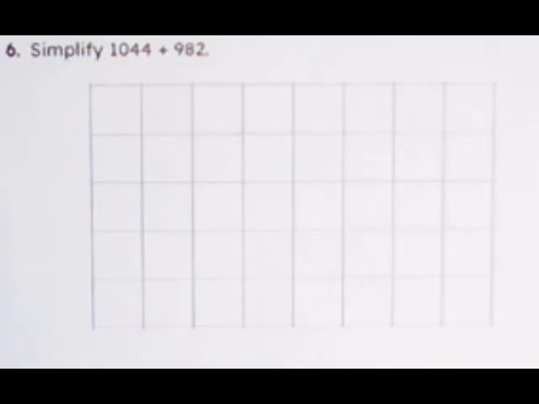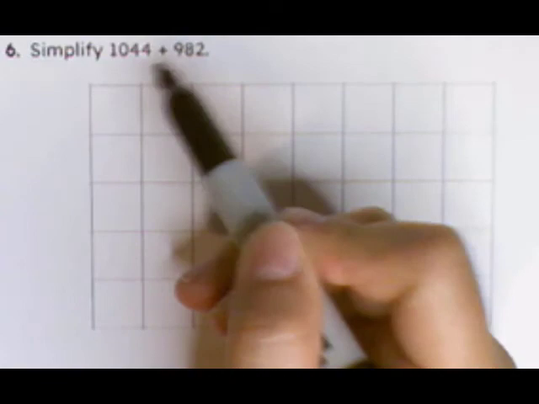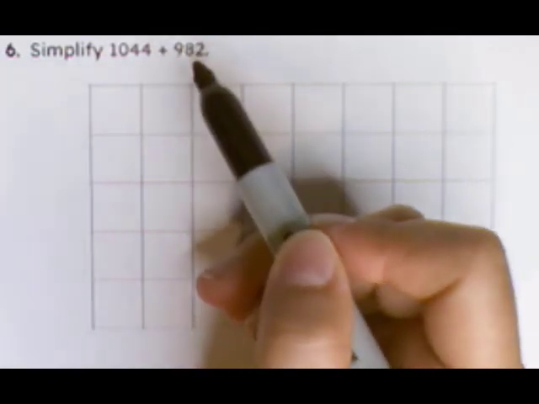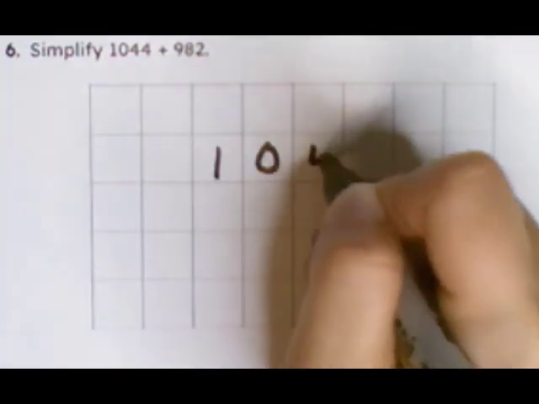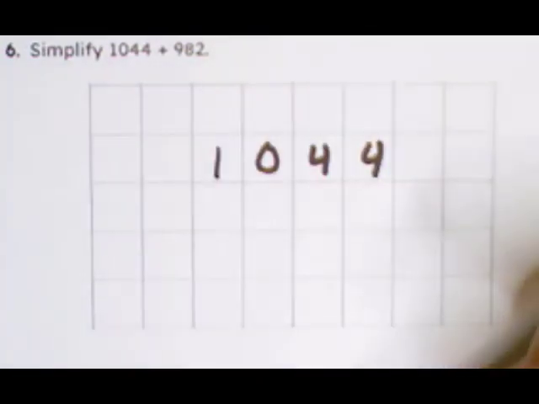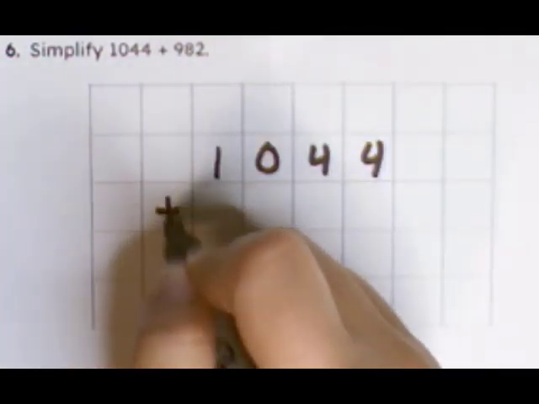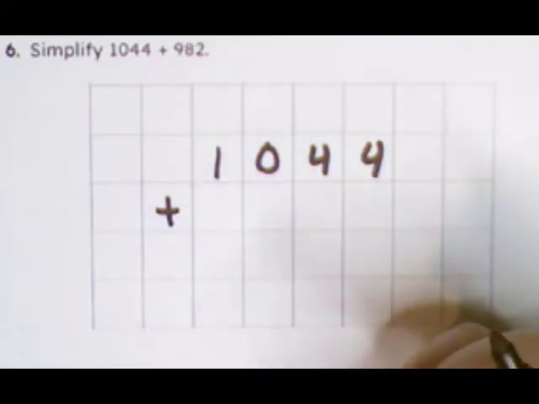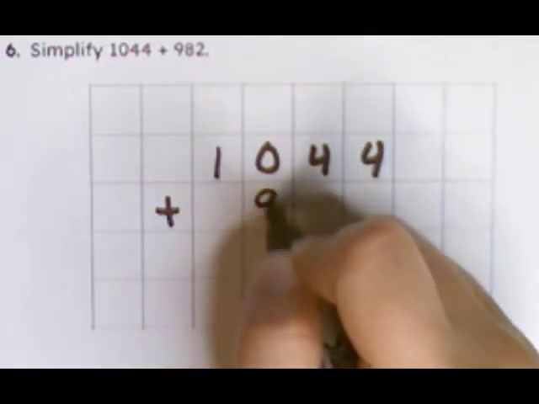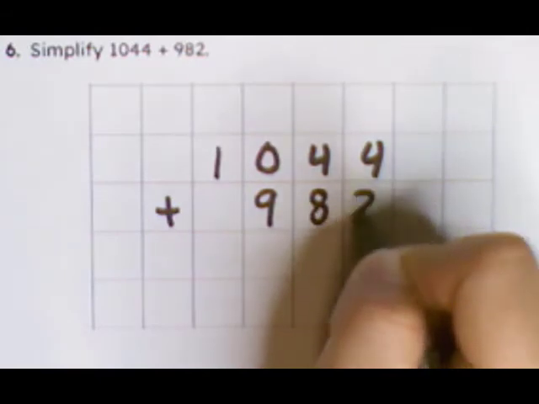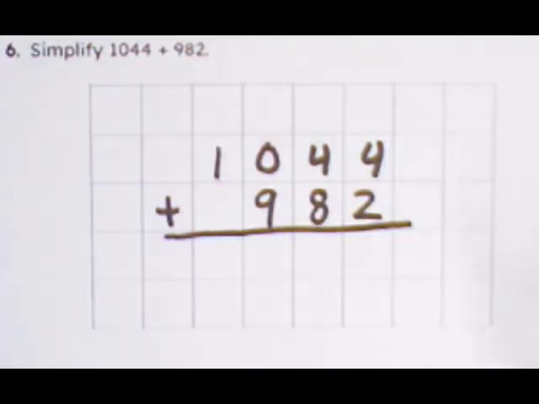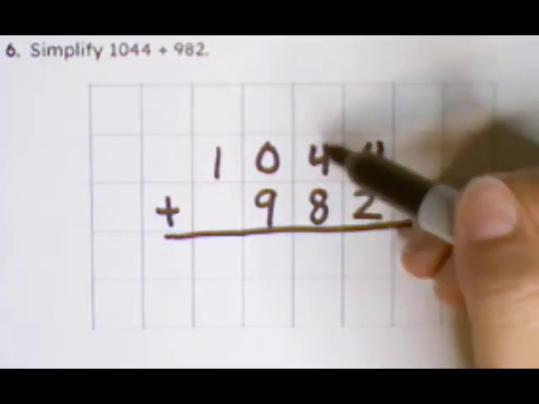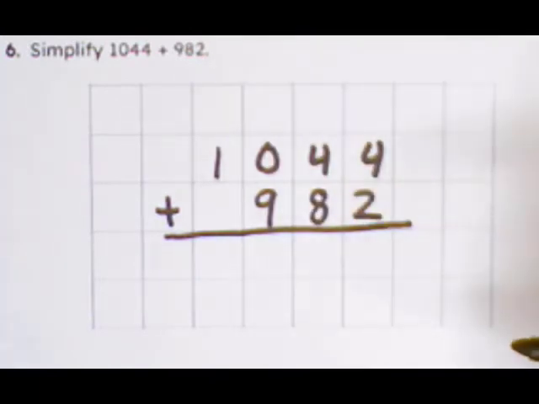In problem number 6, we're asked to simplify 1,044 plus 982. And we're going to make this as simple as possible by combining these two numbers together. So I have 1,044 plus 982, and I make sure that I'm careful to group similar positions together. So I have the ones together, the tens, and the hundreds.